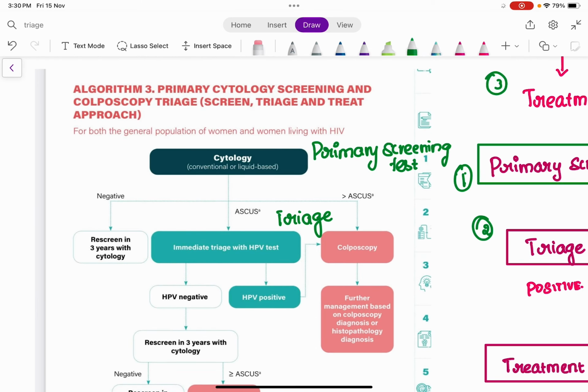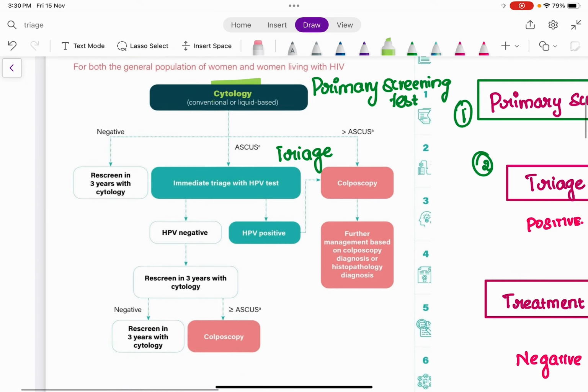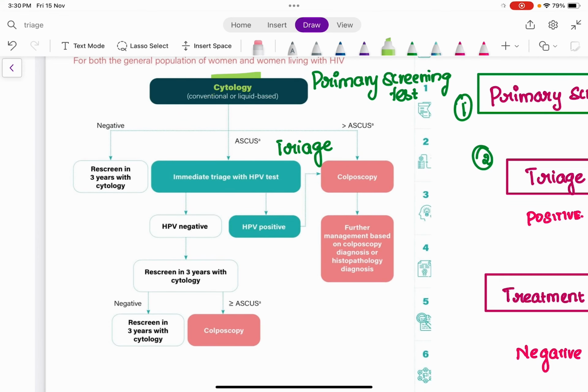But in this algorithm 3 of WHO, they have taken pap smear, that is the cytology, as the primary screening test. Is that clear? Okay. So as you can see here, in algorithm 3, primary cytology screening and colposcopy triage. That is, they have taken the pap smear as the primary screening test and colposcopy as the triage. So let's discuss the algorithm now.